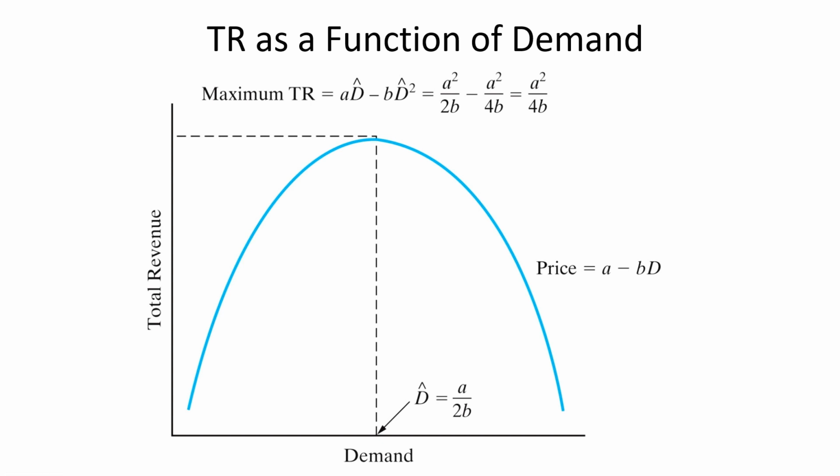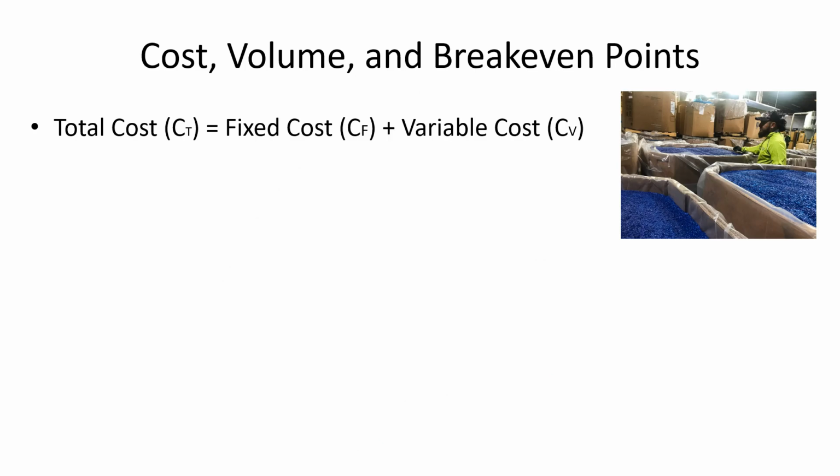Anybody want to venture a guess why this point isn't necessarily the most profitable? Maximum cost as well. Because we haven't talked about costs yet. Yeah, to know profit, we have to know revenue minus costs. And until we account for costs, we don't know where the costs and the revenue are the furthest apart. Okay, so let's talk about cost.